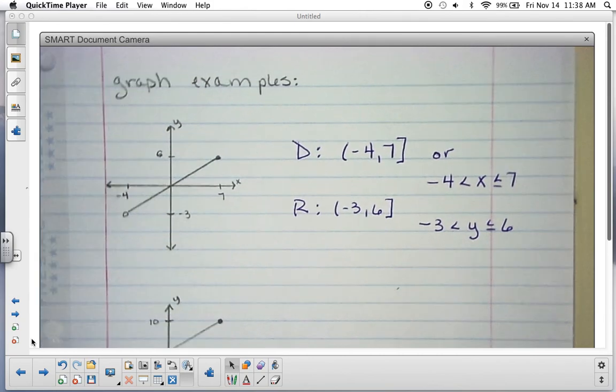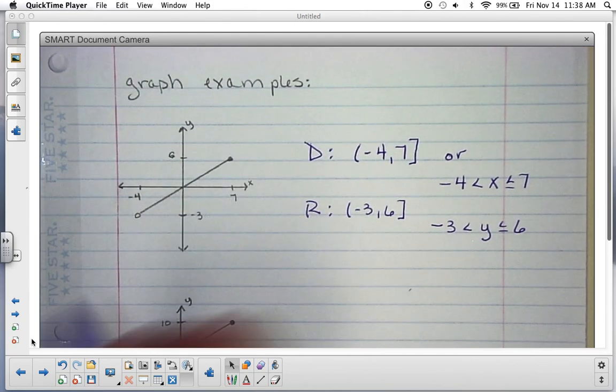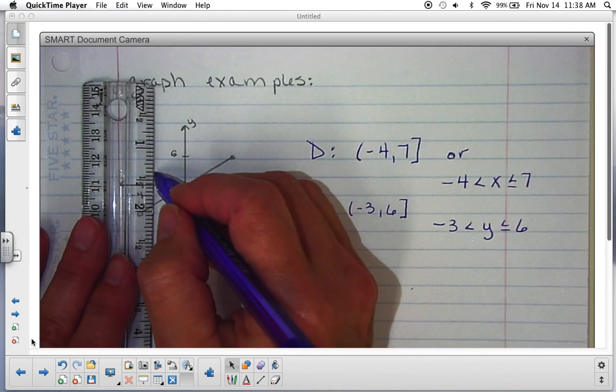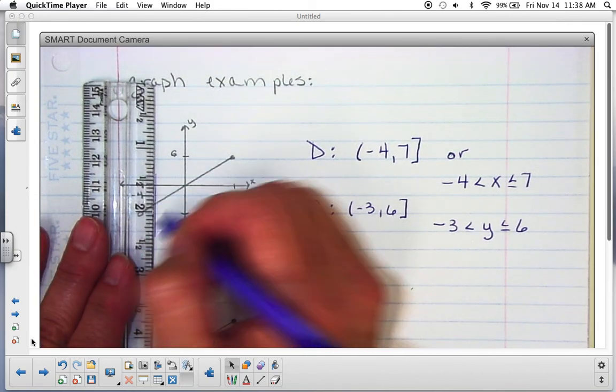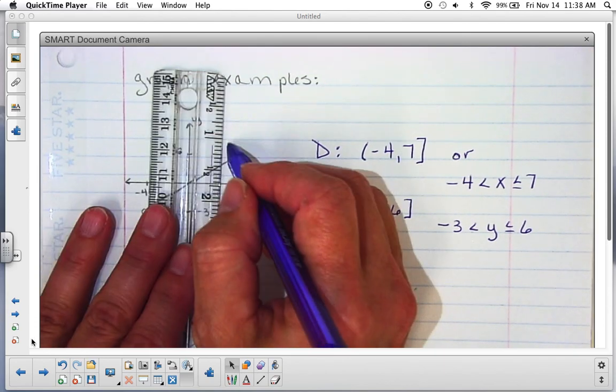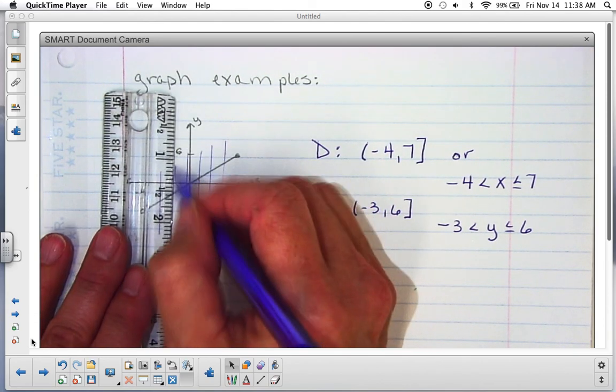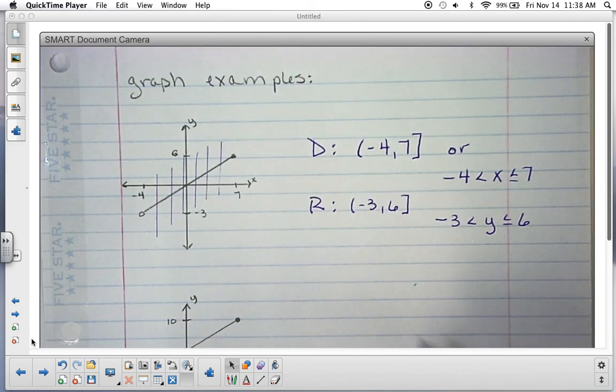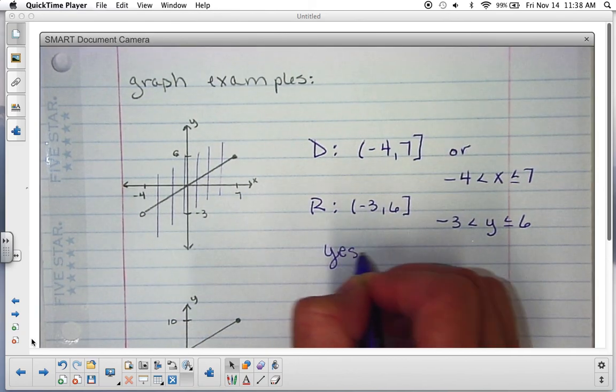The question, is it a function, is answered by that vertical line test. You may remember this from Algebra 1. What we did was we drew a line up and down through the graph, and if it only touches one time, then it is a function. So my answer here is yes, this is a function.